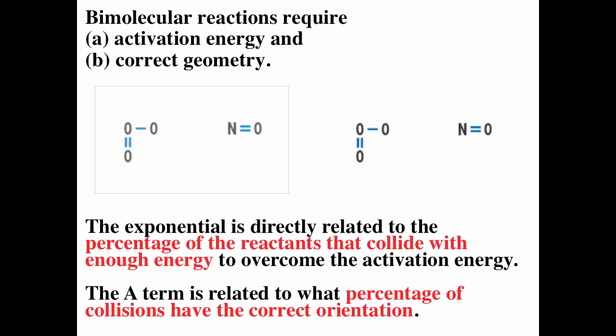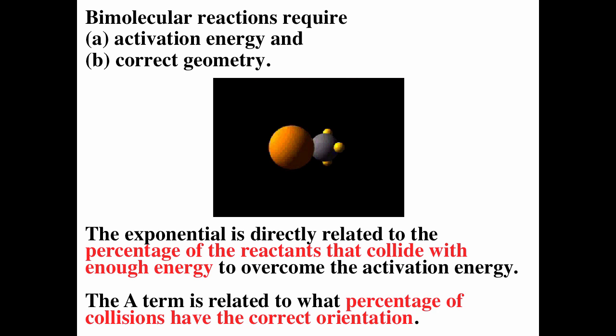And so again, the exponential term in the Arrhenius equation is actually related to the percent of molecules that have enough energy to overcome the barrier. If the two molecules collide with sufficient energy to overcome the activation barrier, but with an orientation that does not allow new bonds to form, no reaction takes place. The molecules will separate unreacted. And the A term is related to what percent of the collisions actually have the correct orientation. And so we can look at another example.